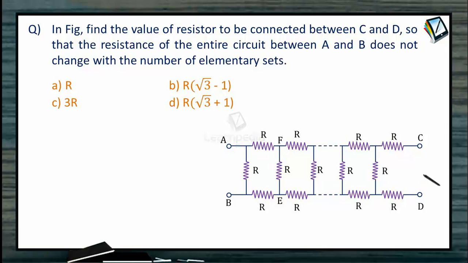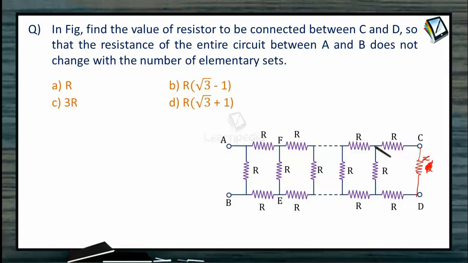So we have to select some resistance which needs to be connected between C and D, so that the equivalent resistance between A and B is independent of the number of links connected in between. So what is the idea basically? Let us suppose between points C and D we connect a resistance of value, say R dash, or let us suppose it is X. X is the resistance which is to be connected, so our answer would be X.